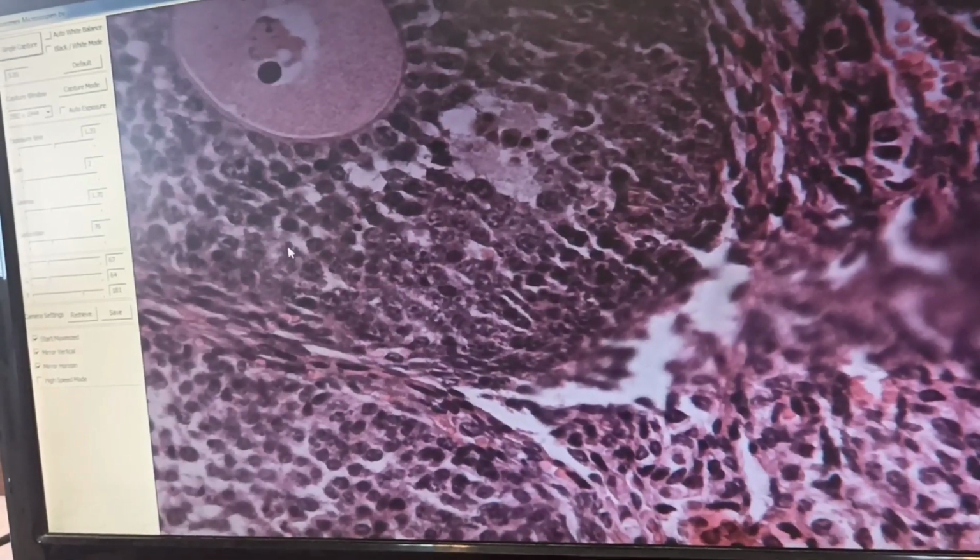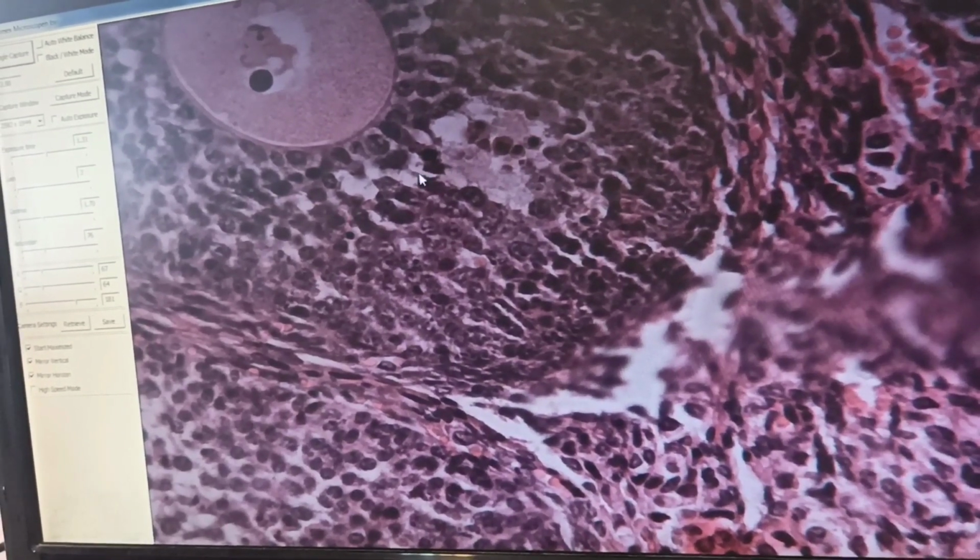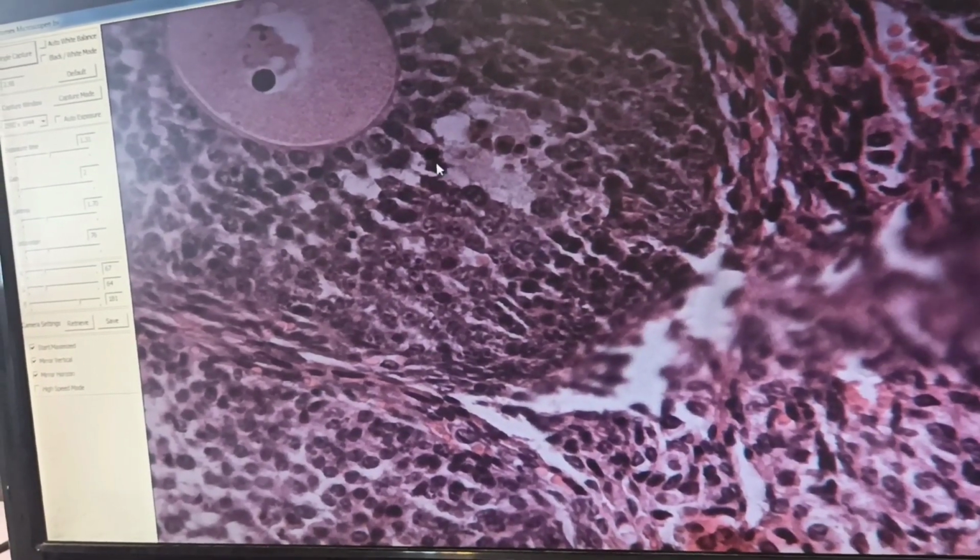Zona pellucida, granulosa cells, and a space between the cells appears, so we have the secondary follicles.